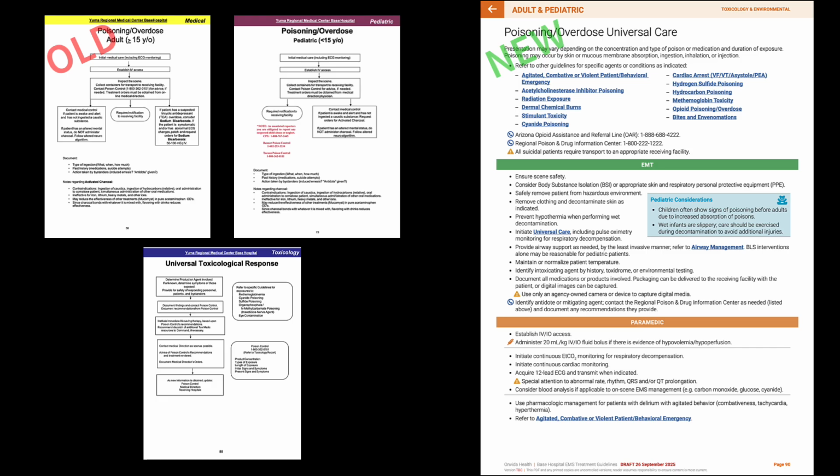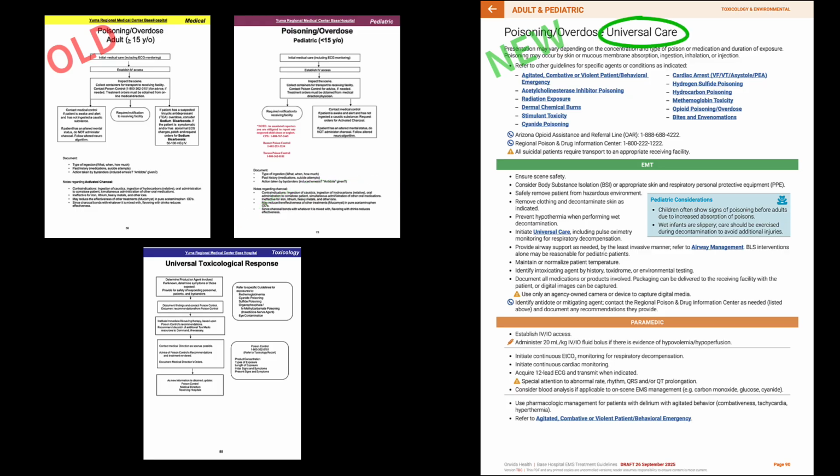The first guideline in this section is called Poisoning and Overdose Universal Care. This page is actually a consolidation. It replaces and combines the key elements from 3 separate pages in the old YRMC material: the Universal Toxicological Response, the Adult Poisoning and Overdose, as well as the Pediatric Poisoning and Overdose protocols. The new version is an expanded and much more refined approach to these calls.